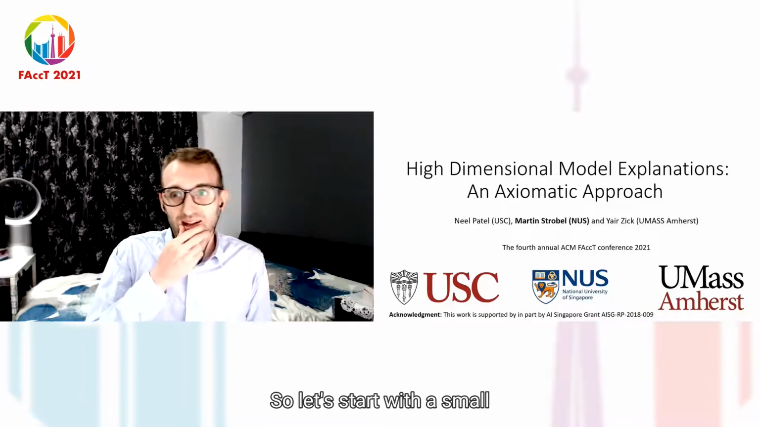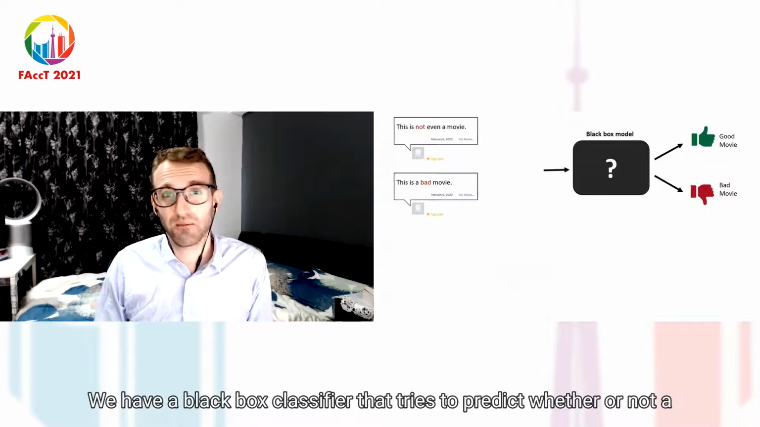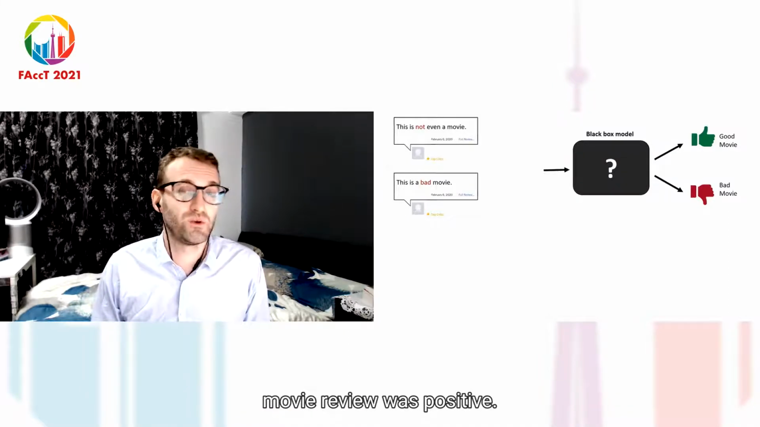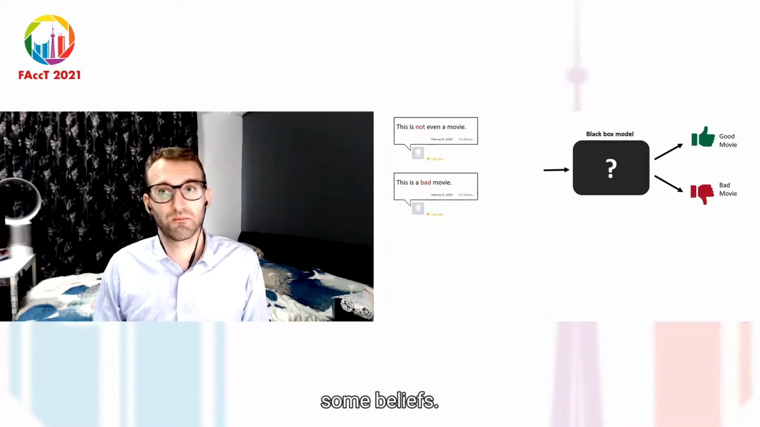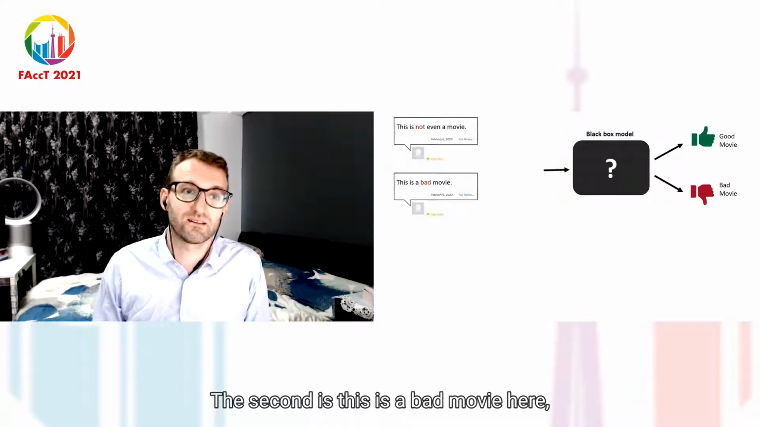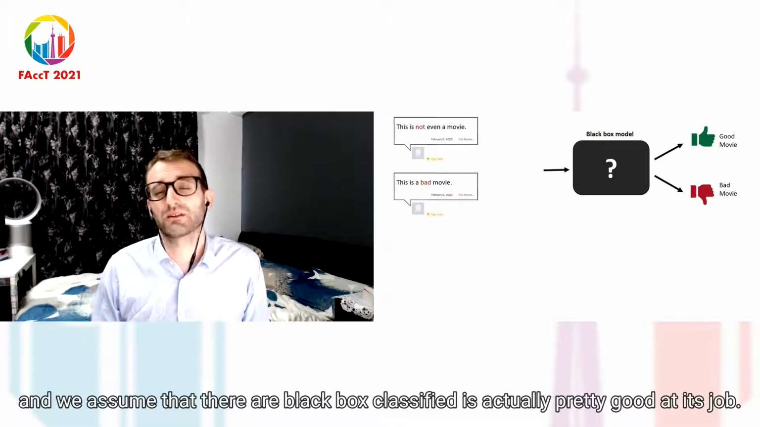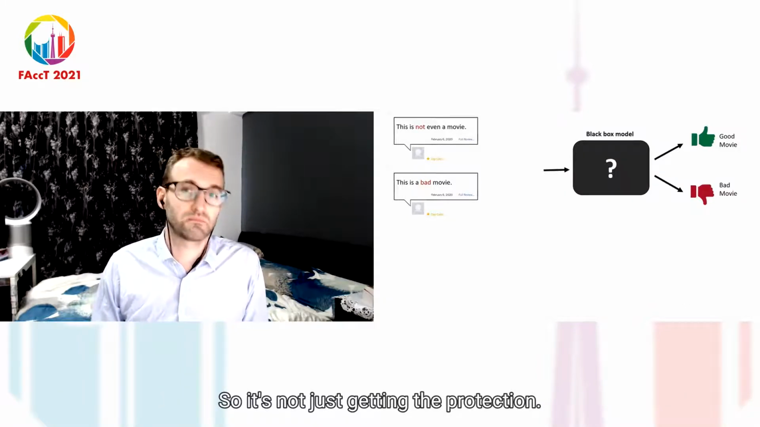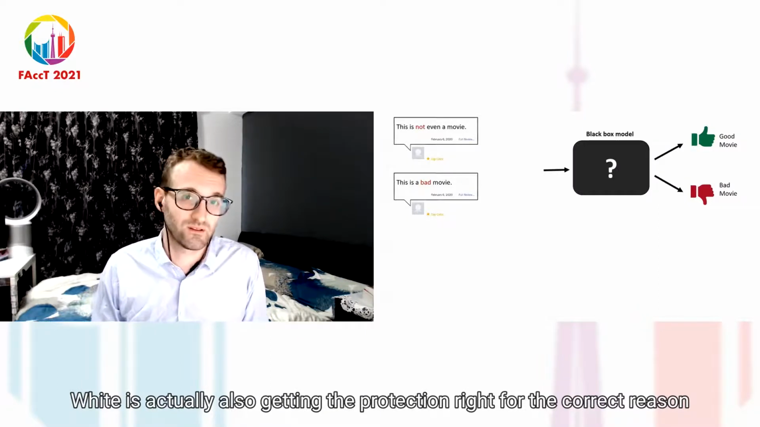So let's start with a small toy example. We have a black box classifier that tries to predict whether or not a movie review was positive. You can see here on the left some reviews. The first is, this is not even a movie. The second is, this is a bad movie. And we assume that our black box classifier is actually pretty good at its job. So it's not just getting the prediction right, it's actually also getting the prediction right for the correct reason.